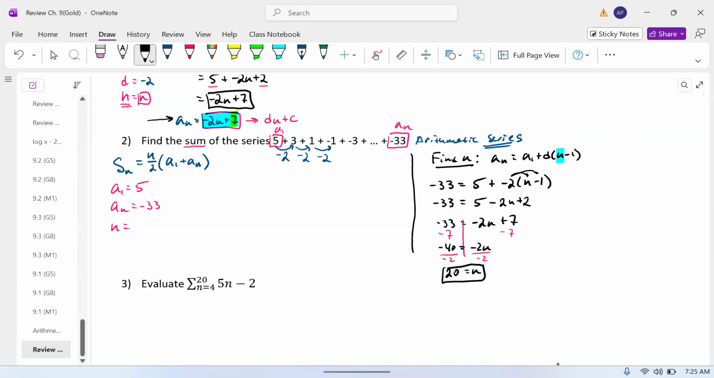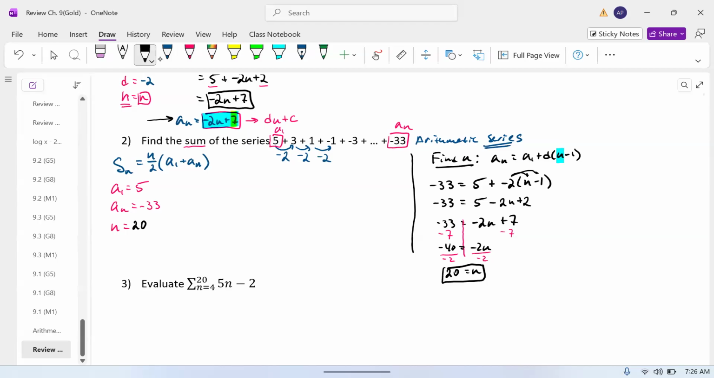The number of terms is always going to be a positive whole number. So if you've got n being a negative number or a decimal answer, you did something wrong. It can never be that. It always has to be a whole number. So it turns out that negative 33 is the 20th term, so it would have taken us a while if we tried to continue the pattern.